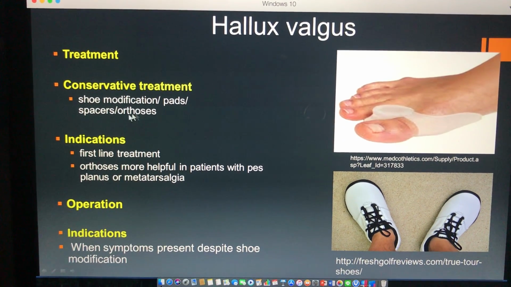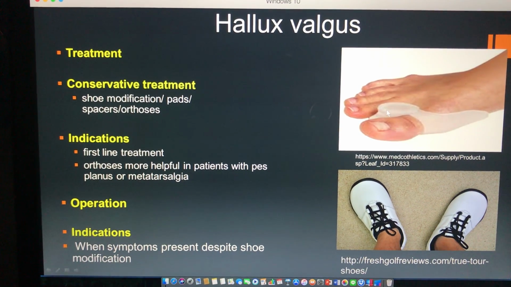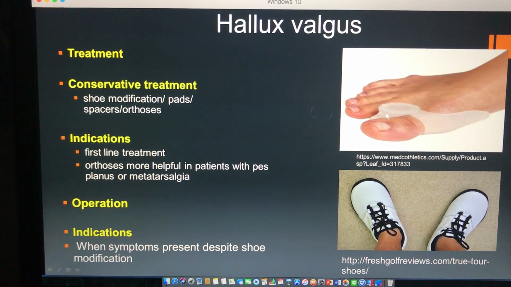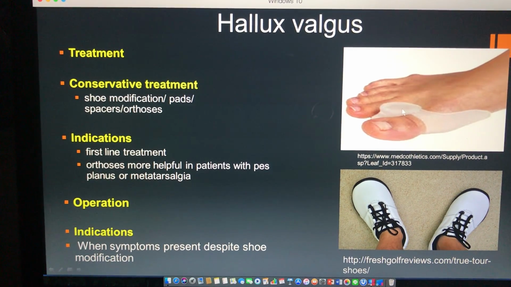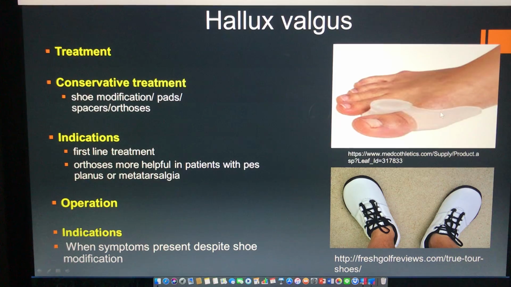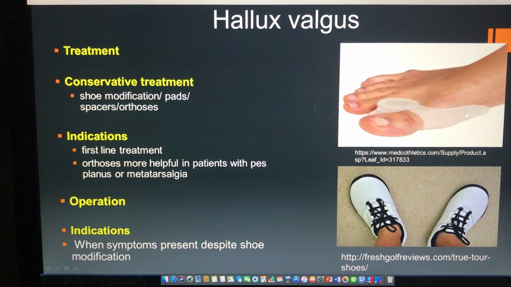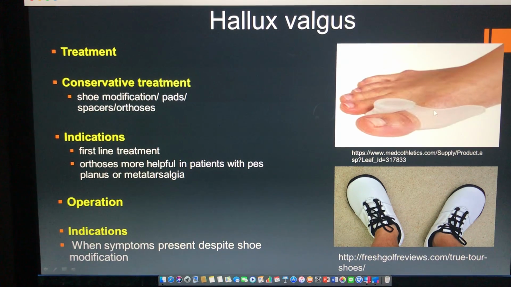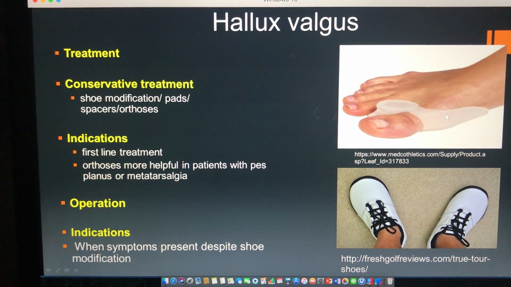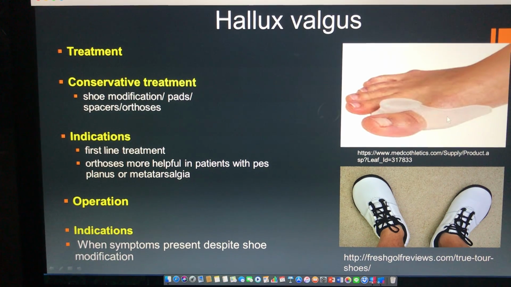Another thing that we commonly use is called a toe spacer, which separates the big toe and the second toe, as shown in the picture on the right hand side. Sometimes they have a silicone gel pad on the medial side of the big toe at the medial eminence of the bunions, which helps protect or prevent irritation from the shoe to the bunions.